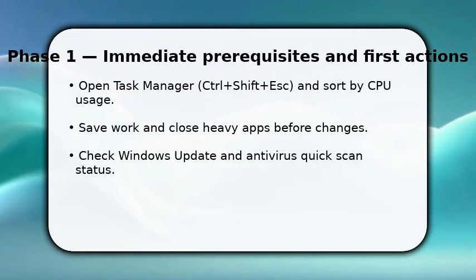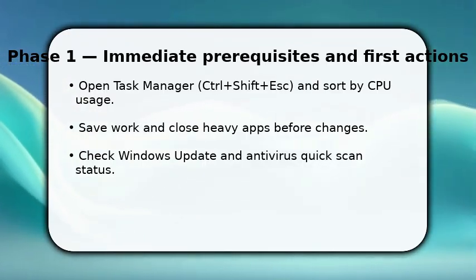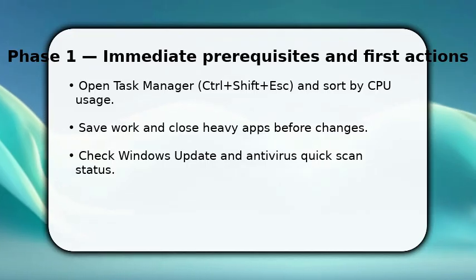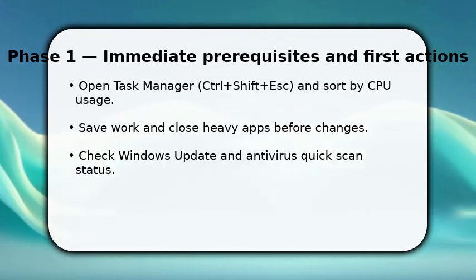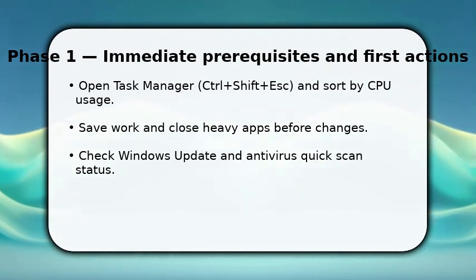Run a quick antivirus scan and check Windows update status, because background updates or malware often spike CPU. This first pass isolates the cause. It also prepares your system, so the next steps can safely change settings and restart services without losing data.